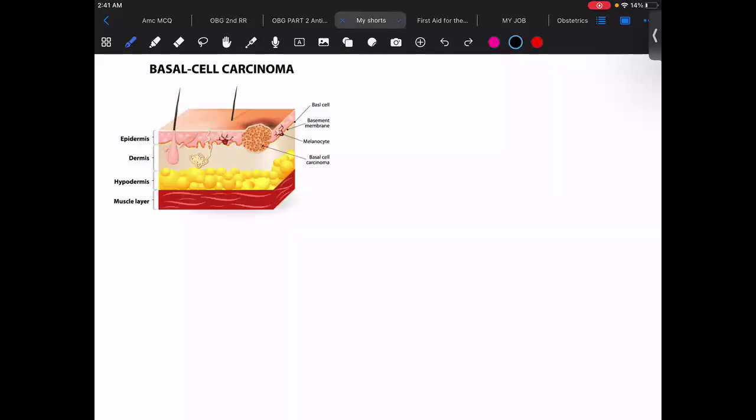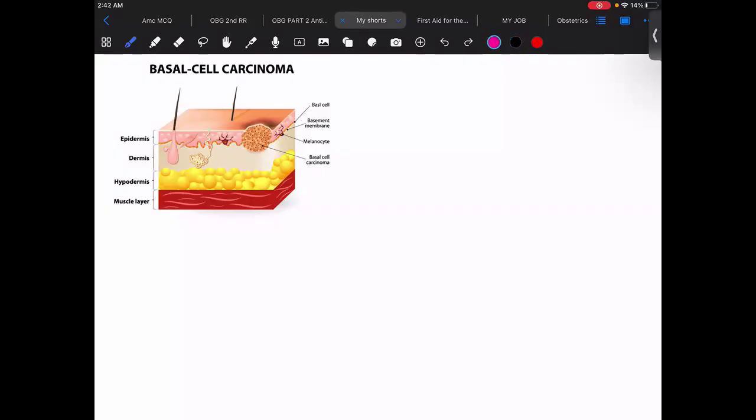Now we're going to discuss the different cancers of the skin. Again, a very important topic for the exam. So I'm going to give a rapid review of all the skin cancers which are most important for your exam, including basal cell carcinoma, squamous cell carcinoma, and melanoma.